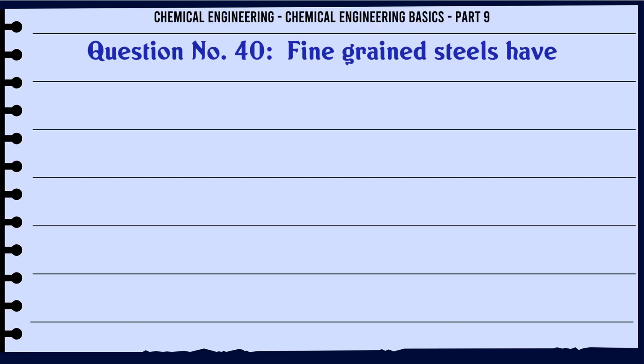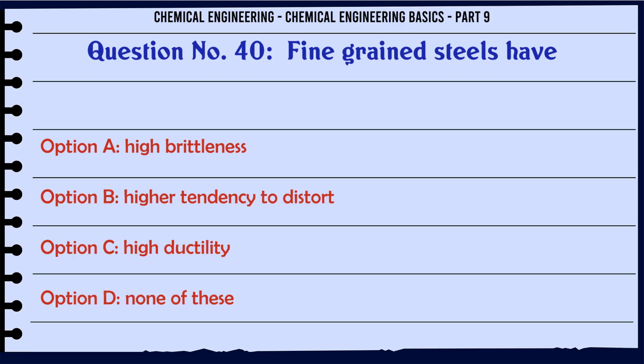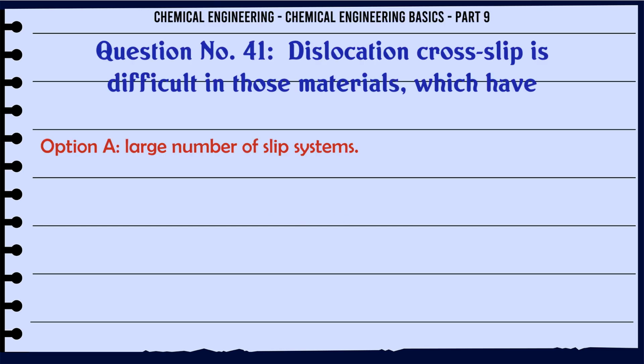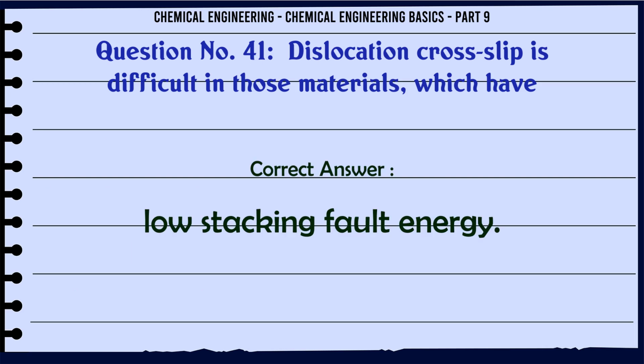Fine-grained steels have: A. high brittleness, B. higher tendency to distort, C. high ductility, D. none of these. The correct answer is high ductility. Dislocation cross-slip is difficult in those materials which have: A. large number of slip systems, B. high work hardening rate, C. coarse grain size, D. low stacking fault energy. The correct answer is low stacking fault energy.